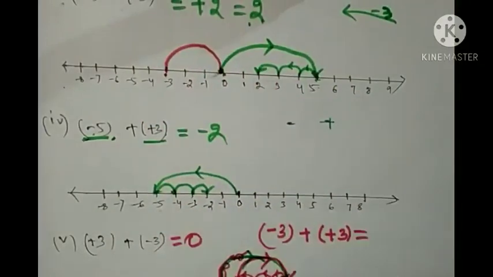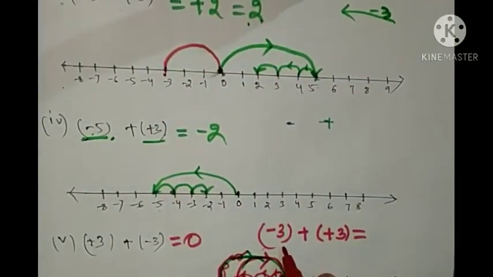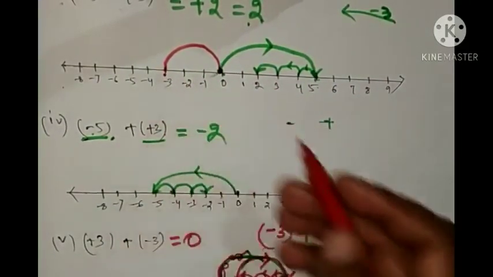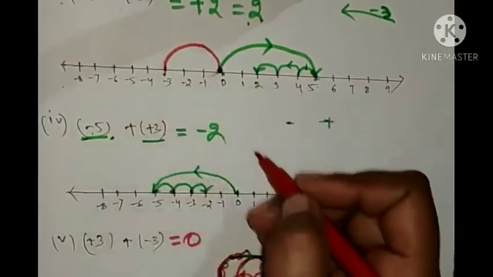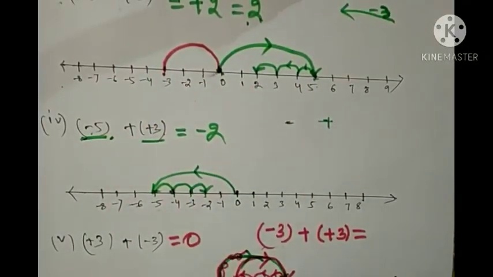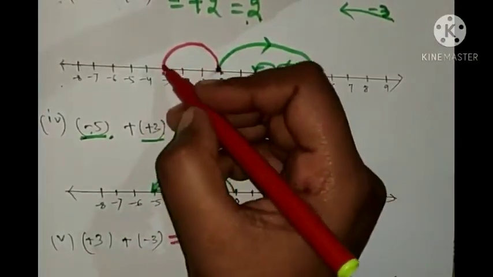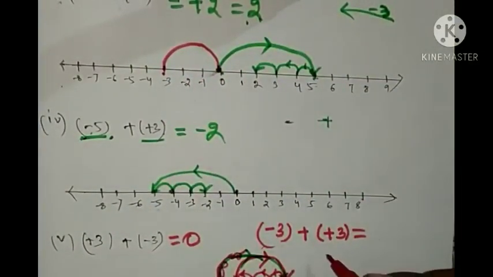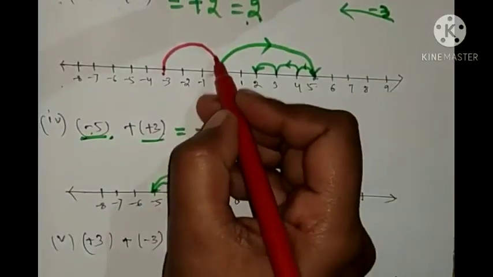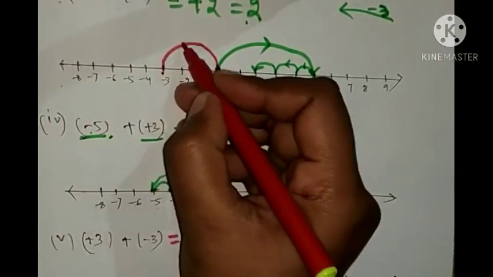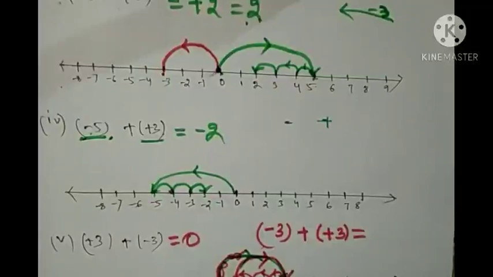For every operation you have to make another number line. But I don't have any space, that's why I am using this one. You have to make another number line. Minus 3 means we'll move to the left. So this is minus 3.